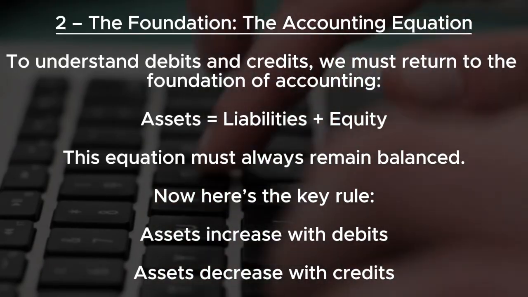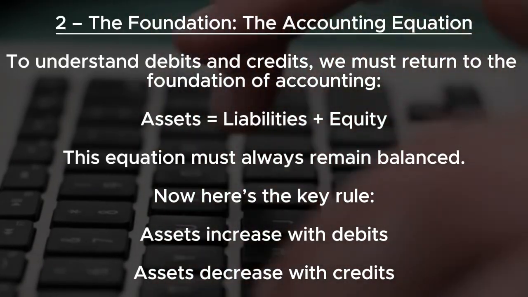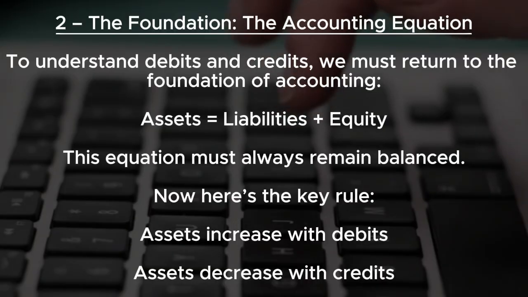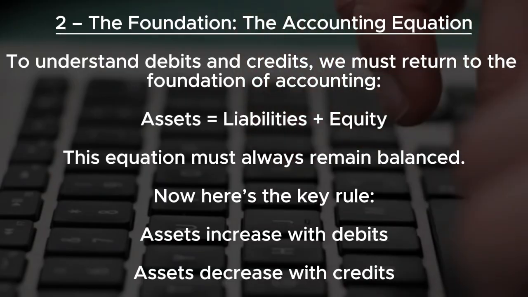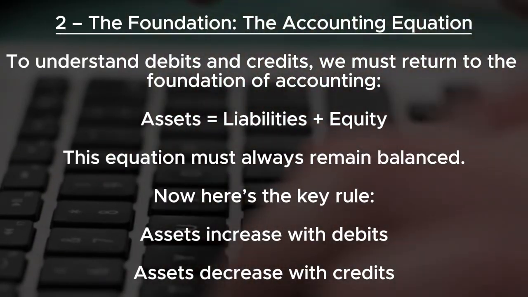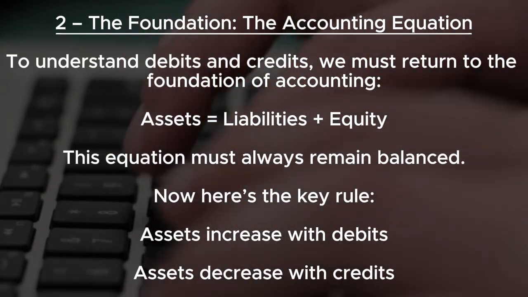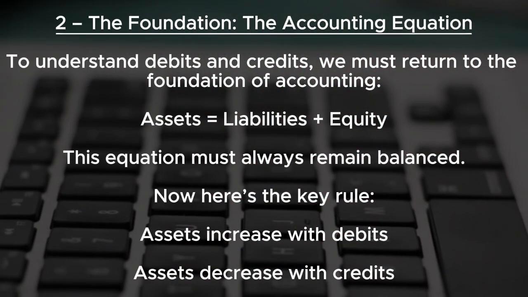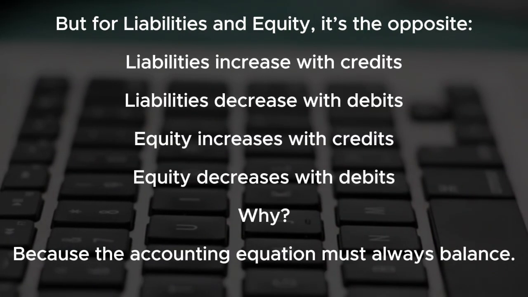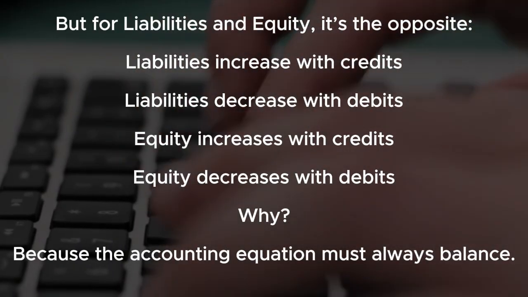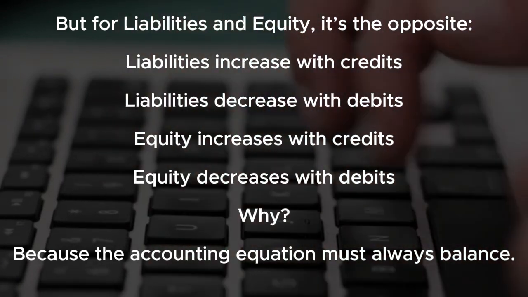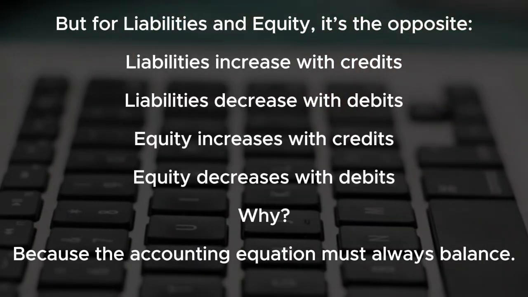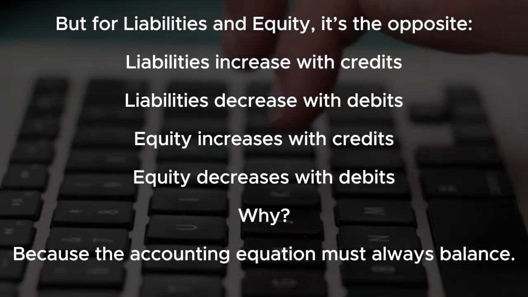2. The foundation, the accounting equation. To understand debits and credits, we must return to the foundation of accounting. Assets equals liabilities plus equity. This equation must always remain balanced. Now here's the key rule. Assets increase with debits. Assets decrease with credits. But for liabilities and equity, it's the opposite. Liabilities increase with credits. Liabilities decrease with debits. Equity increases with credits. Equity decreases with debits. Why? Because the accounting equation must always balance.